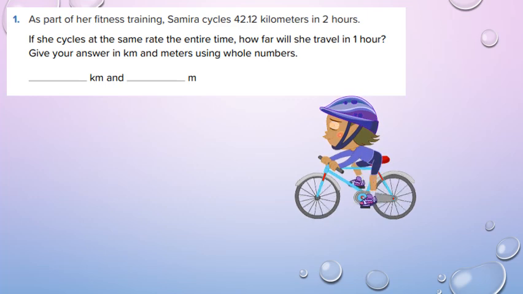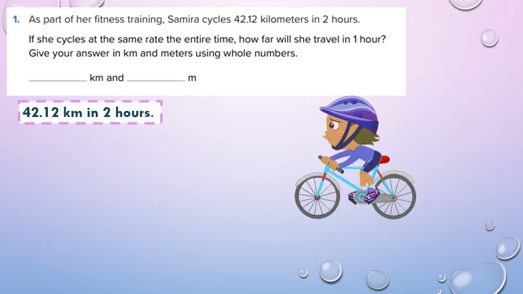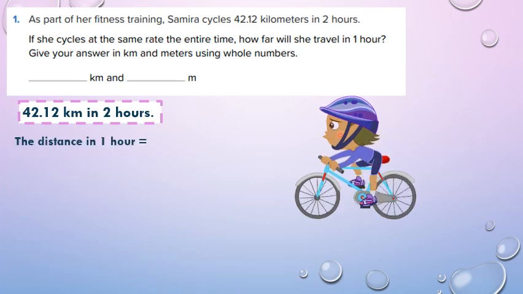Exercise 1. As a part of her fitness training, Samira cycles 42 and 1200 kilometers in 2 hours. If she cycles at the same rate that entire time, how far will she travel in 1 hour? Give your answer in kilometer and meter using a whole number. We know that she takes 42 and 1200 kilometers in 2 hours. So the distance in 1 hour, we will divide the distance by 2.